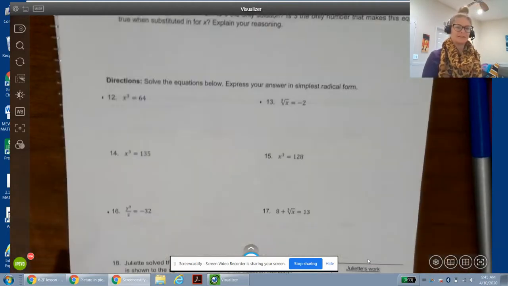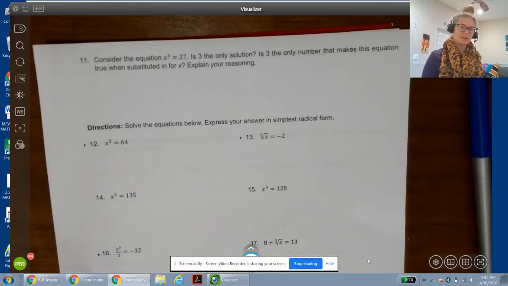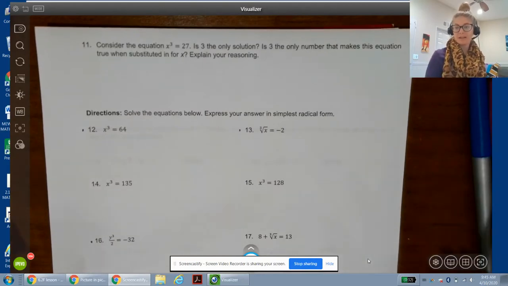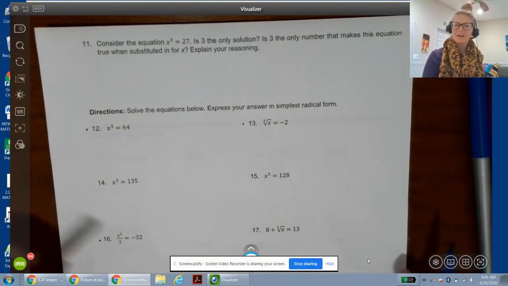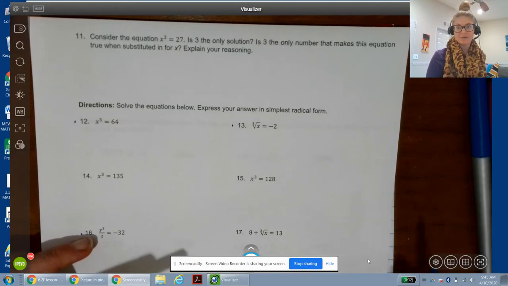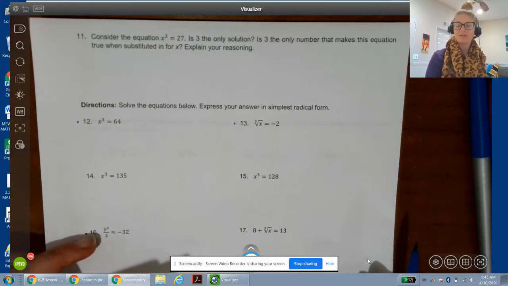Okay, number 11, taking a look at 11, it says consider the equation x cubed equals 27. So now we're going to go away from square roots and squaring and start taking a look at cube roots and cubing. Do you think they're going to be a little bit different? Yeah, they are. Because now we're going to have an odd index or an odd exponent, and we really looked a lot at that in our last lesson.